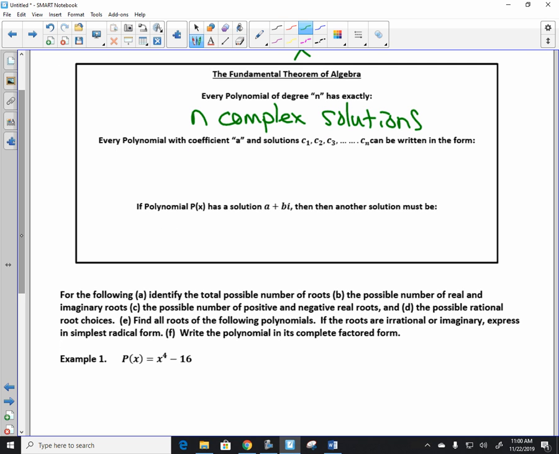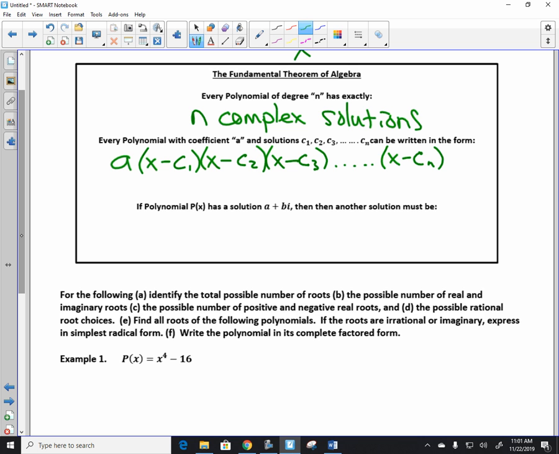Every polynomial with coefficient a and solutions c1, c2, c3, and c sub n can be written in the form x minus c sub 1 times x minus c sub 2 times x minus c sub 3 times x minus c sub n. What that tells us is every single polynomial is, in fact, factorable. You may not be able to see it, but it is factorable. The only change to this is a coefficient of a out front.